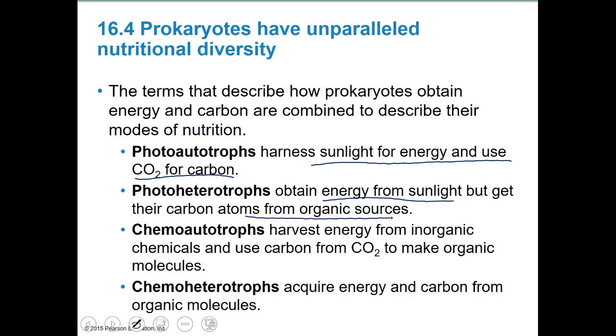So instead of getting CO2, they're going to get other organic sources and then use light to put it together. I know, pretty crazy. And then we have some that self-nourish using chemicals. So they harness energy from inorganic chemicals and then use CO2, right? And then we have some that have different nourishments using chemicals, and so they acquire energy and carbon from organic molecules. Again, there's a lot happening here.